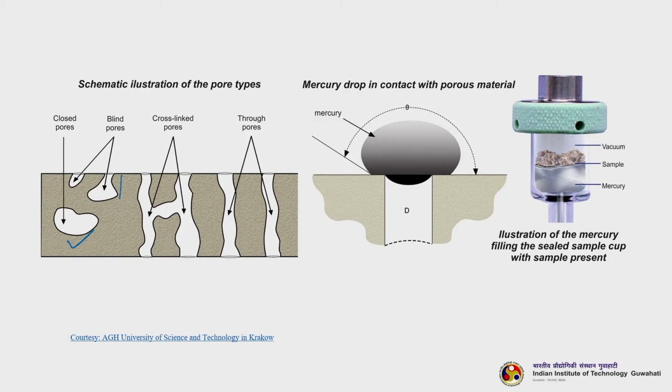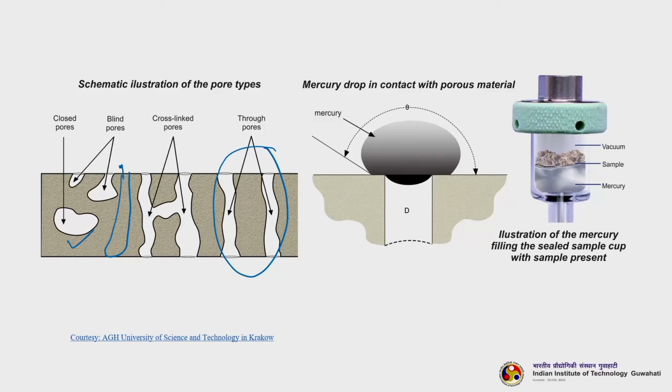Many times blind pores can come up here also, it depends on what type it is, and it is open here. Then we have cross linked pores, so two or more than two pores are linked with each other. Then we have through pores. Whatever our intention as a membrane scientist or researcher, we should get maximum of this type of pores, which are called through pores.